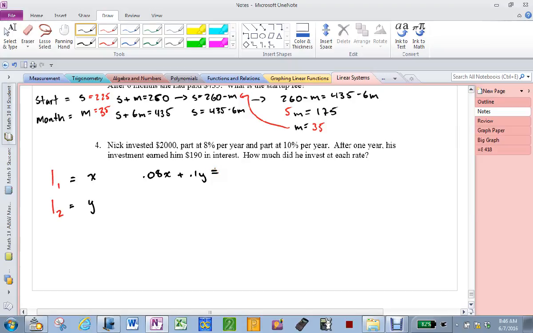This is where it gets tricky. 190. Because this is the interest, so the interest adds to 190. Do we have a system yet? No, but is there a number that we haven't taken care of yet? 2,000. What is the 2,000? How much he invested. So isn't that investment 1 plus investment 2 to get 2,000?